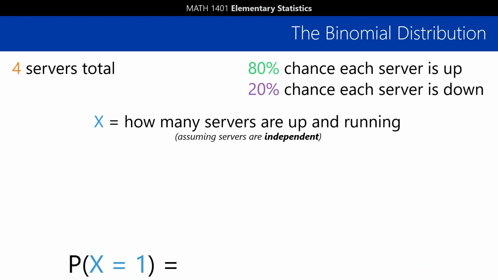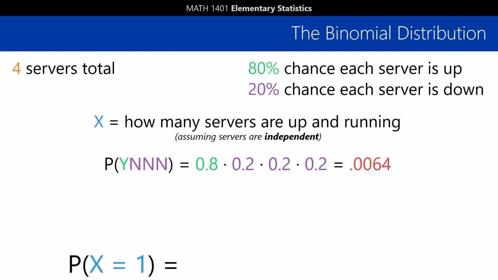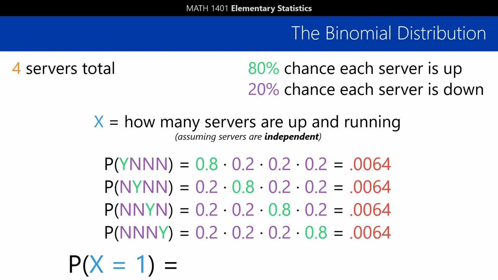Let's keep going with this scenario. What's the probability that there's exactly one server running out of the 4? Well, the probability that the first server works and the other 3 don't is 0.8 times 0.2 times 0.2 times 0.2, which comes out to 0.0064. But that's only one of 4 possibilities. Maybe it's the second server that's running, or the third, or the fourth.